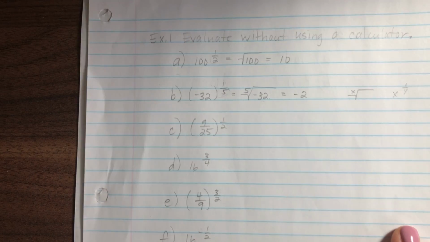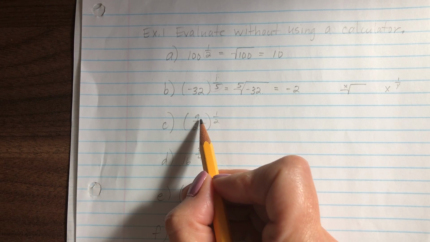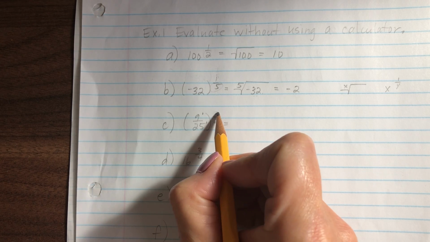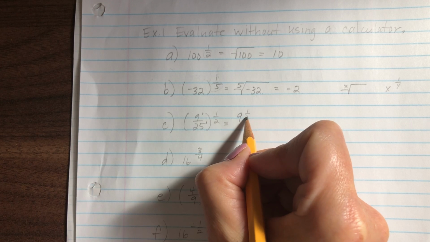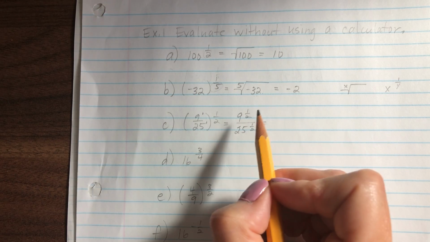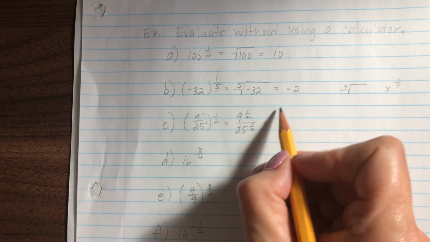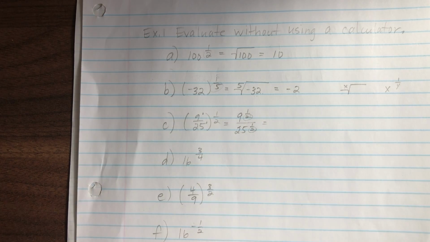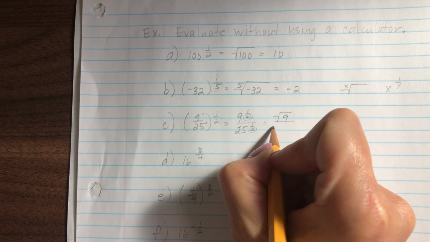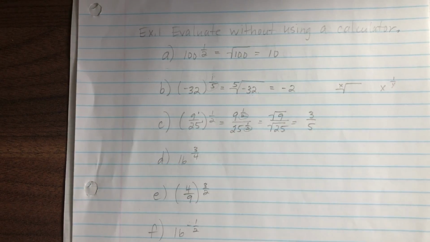Okay, let's look at the next one. Here, the base is a fraction, so we can apply our power of a quotient rule. We can multiply the inside exponents of 1 that are implied by the outside exponent 1/2 to give us 9 to the exponent 1/2 divided by 25 to the exponent 1/2. And then in the next step, we're going to rewrite both the numerator and denominator as roots. Both of them would be square roots since the denominators are 2. So we have square root of 9 in the numerator and square root of 25 in the denominator, giving us an answer of 3/5.